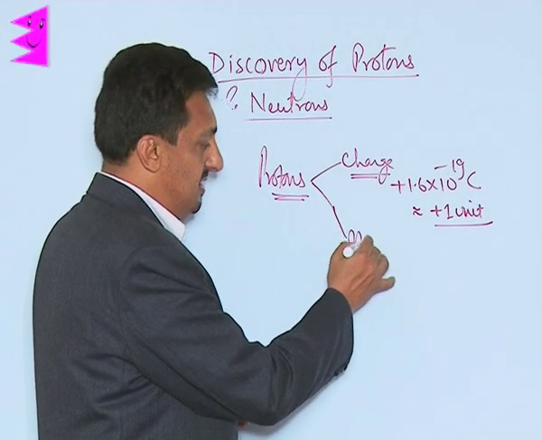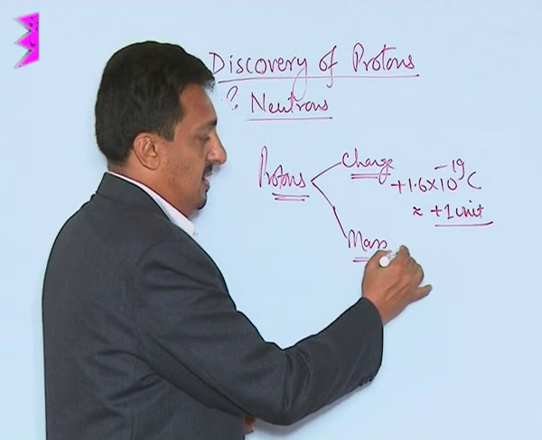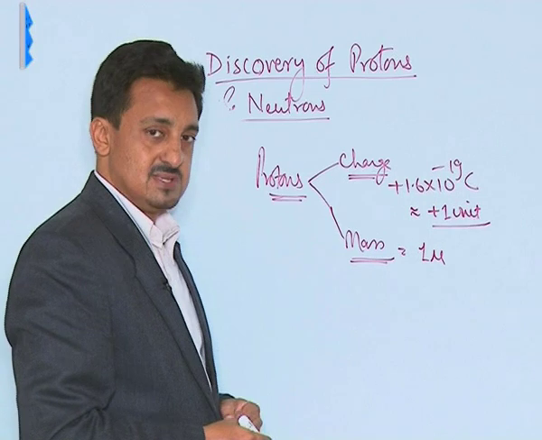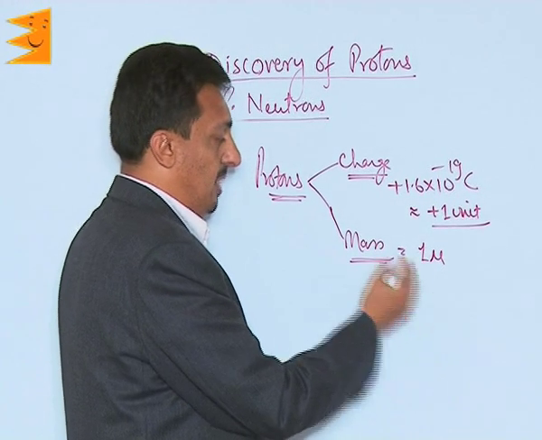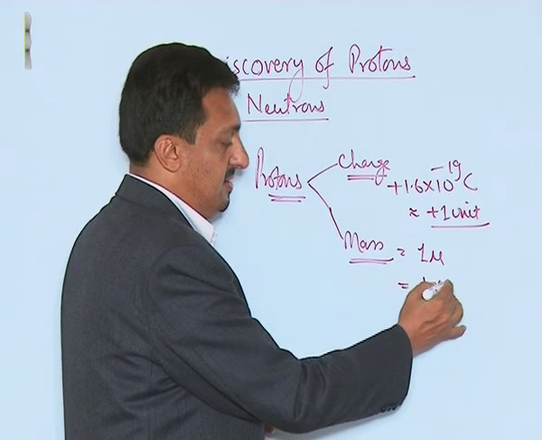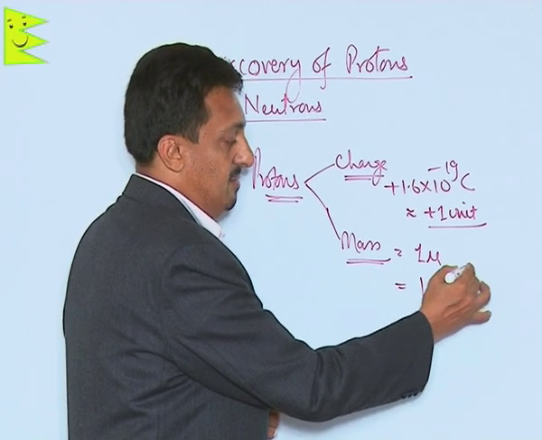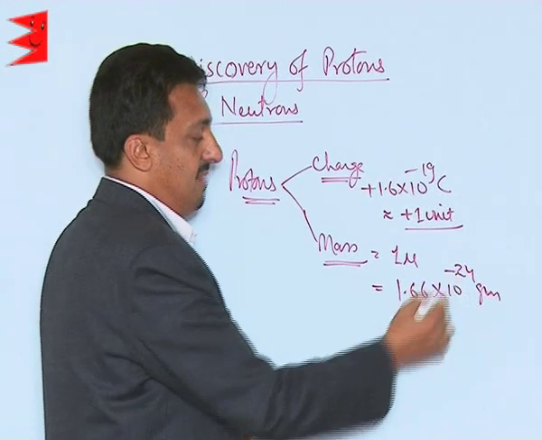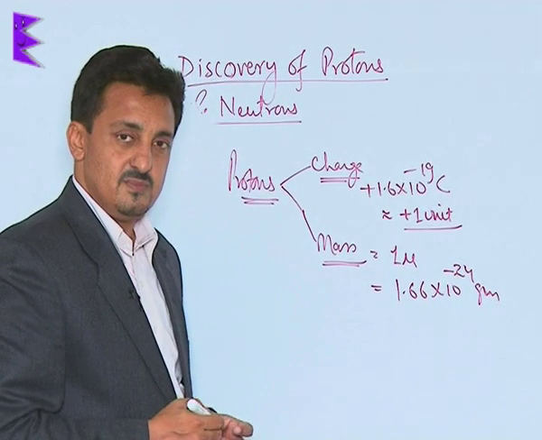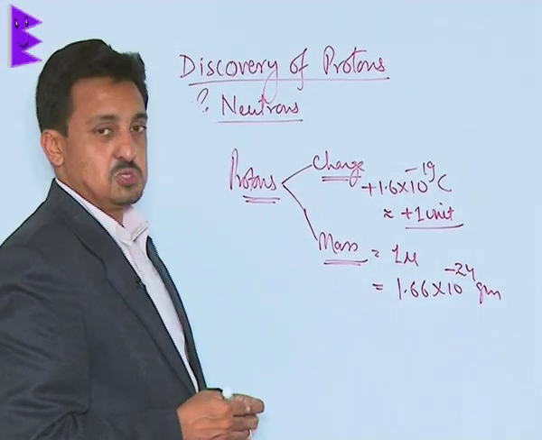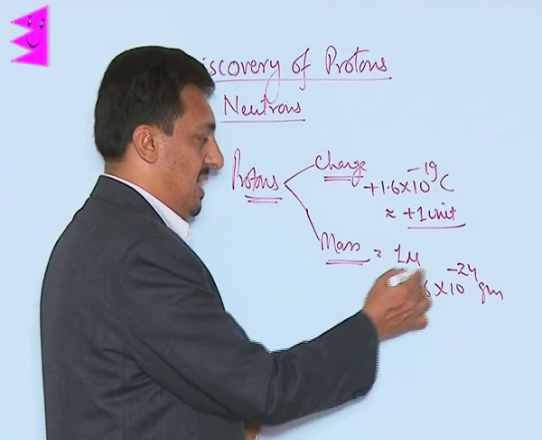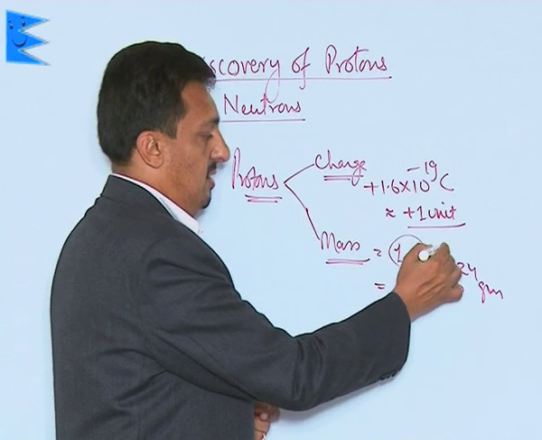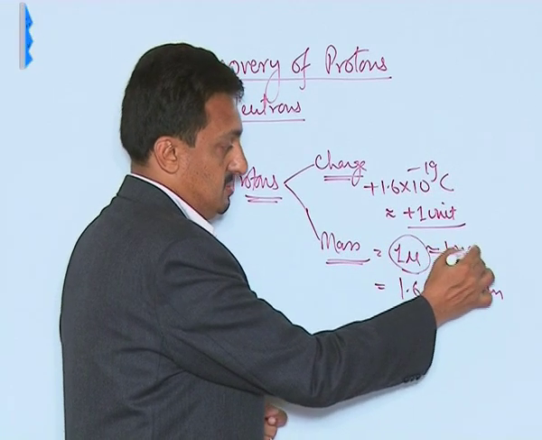The mass of these particles was found to be approximately 1 u, or unified mass, which in terms of mass is 1.66 into 10 to the power minus 24 grams, or minus 27 kg, which is a very, very small mass, and that is why this, being the fundamental particle, is also called 1 mass unit.